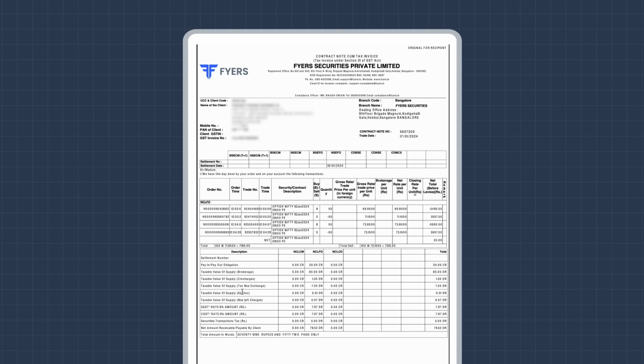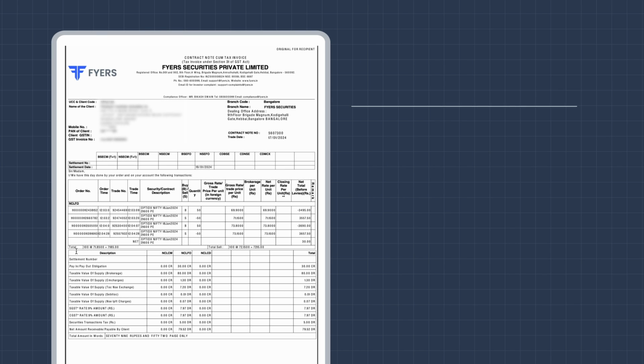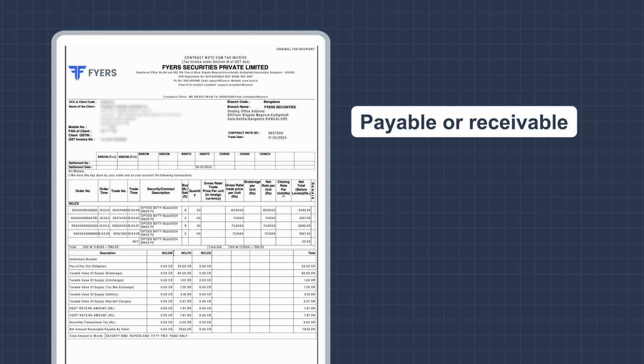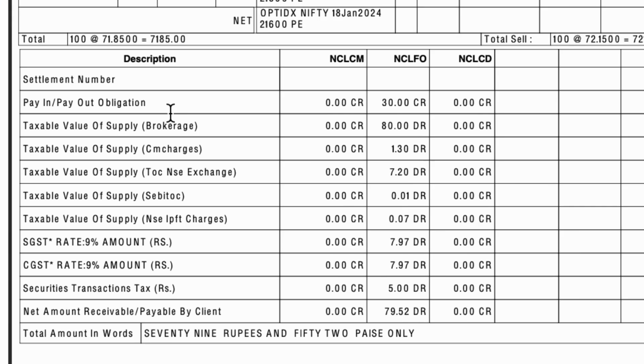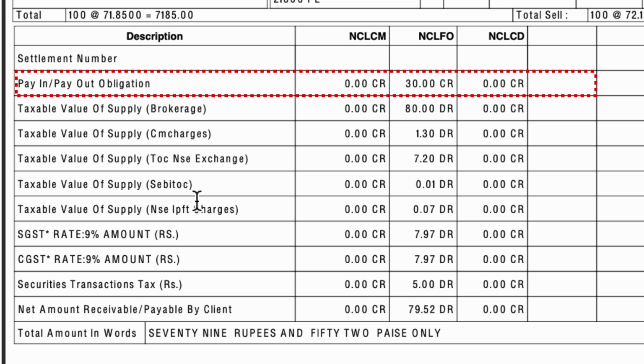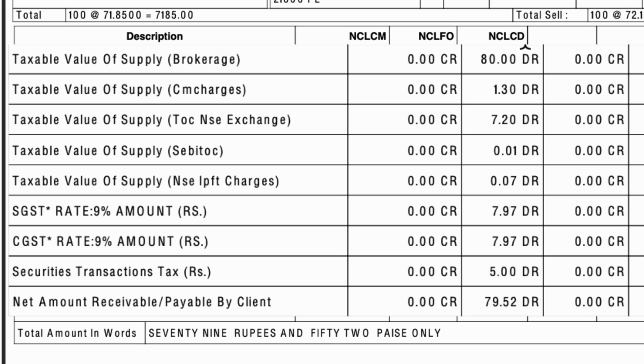Now let's move on to the next part of the contract note, which primarily includes details regarding monetary elements such as the amount payable or receivable, brokerage fees, additional charges, and applicable taxes. Starting with pay-in or payout obligation. This section presents the net total amount after considering all debit and credit transactions before levying other charges. The next couple of rows show the computation of the taxable value of supply, which includes various charges applicable.